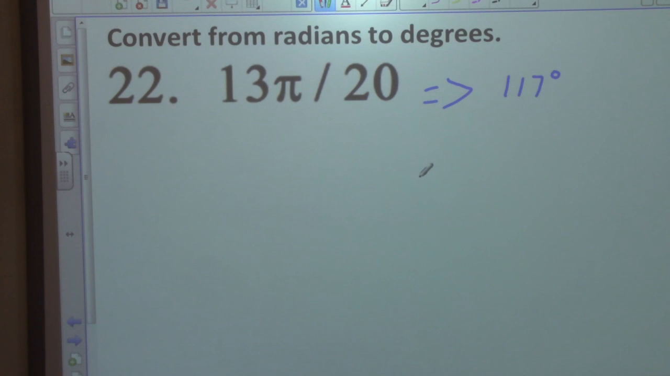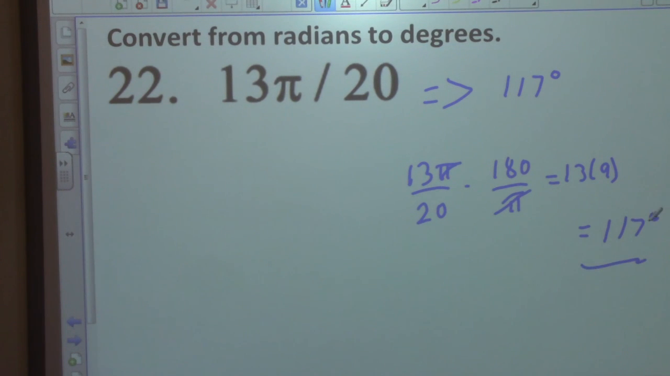Do we multiply 13 by 180 and then divide by 20? Let me show you. We multiply by 180 over pi. So what we get is 180 over 20, which simplifies to 9. So it's going to be 13 times 9, which I think when you worked it out equals 117 degrees, right? Yes. Okay, so that's it.